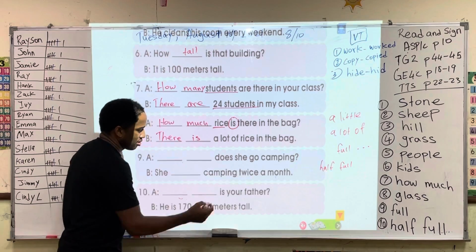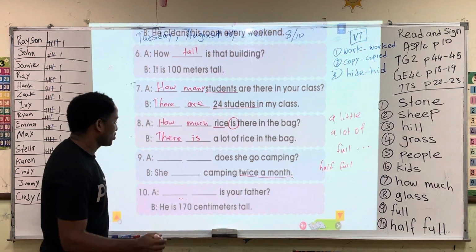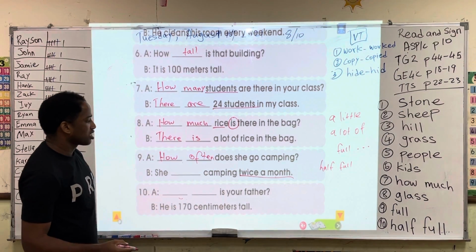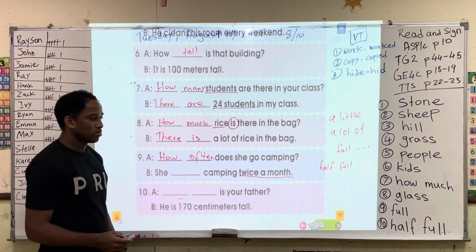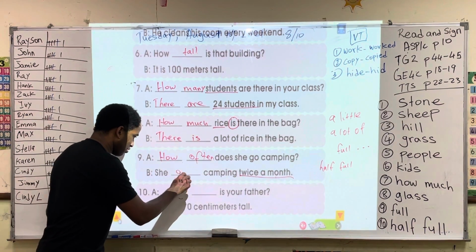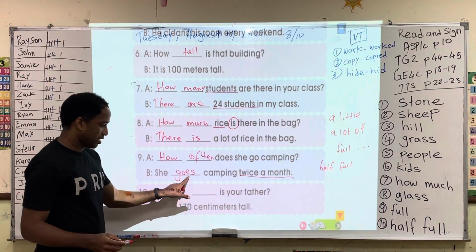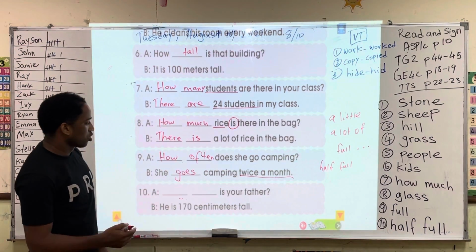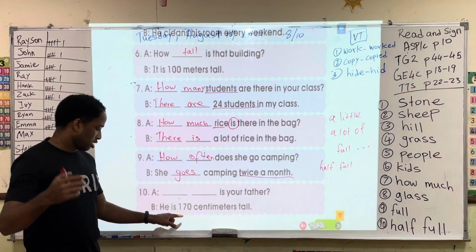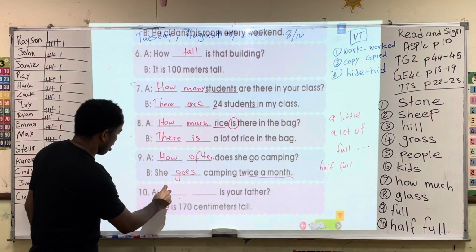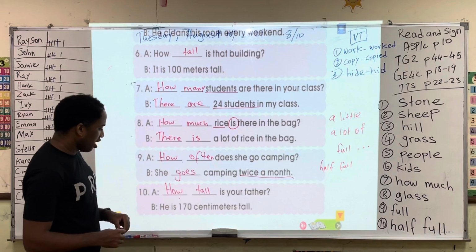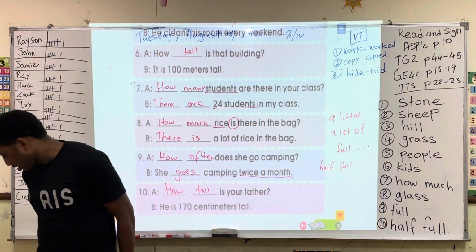She goes camping twice a month. Frequency. So how often? How often does she go camping? She goes. Very good. Remember, go, add es. She goes camping twice a week. Your father, you want to know his height. So how tall? How tall is your father? He is 100 centimeters tall.